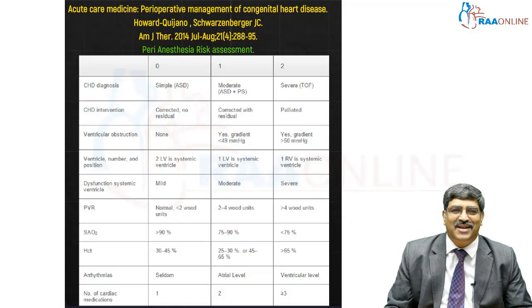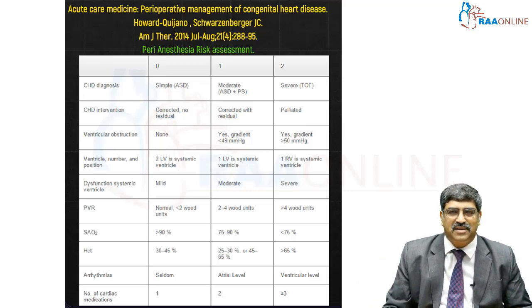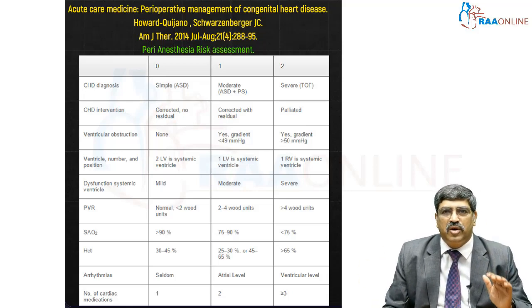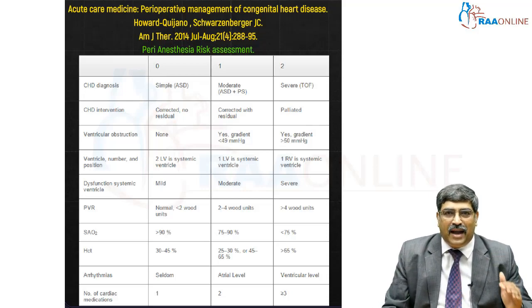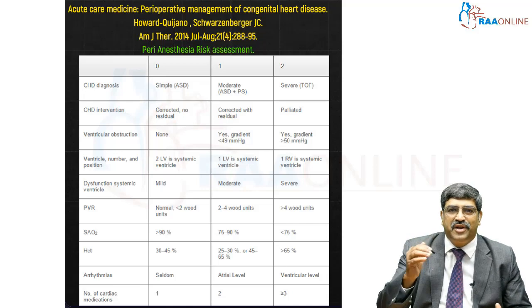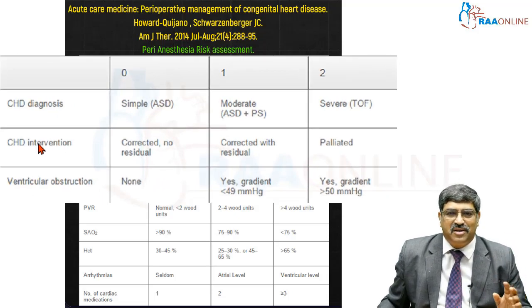How are you going to assess the perioperative risk in a patient with congenital heart disease coming for non-cardiac surgery? This was a risk scoring system developed at Harvard, which has 9 variables, with each variable having 0, 1 and 2 points. The first variable is the complexity of the diagnosis.